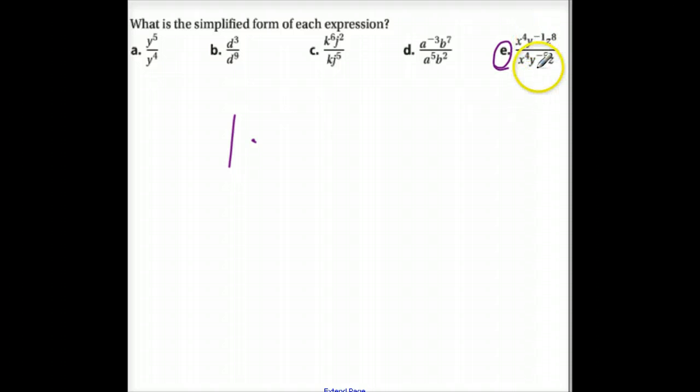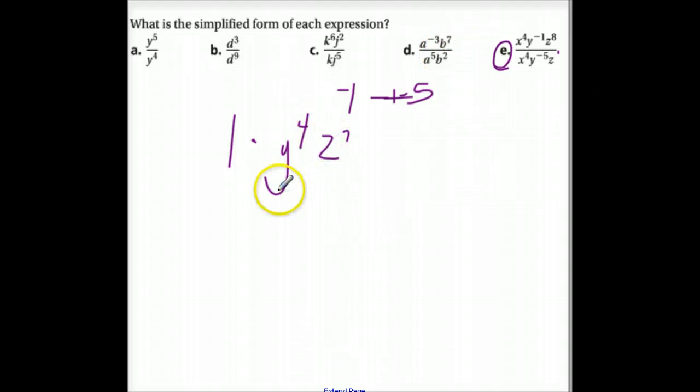y to the negative 1 divided by y to the negative 5th. Well, negative 1 minus negative 5. I'm going to add those. Negative 1 plus 5 is y to the 4th power. And z to the 8th over z to the 1st power is z to the 7th. So it looks like my final answer will just be y to the 4th, z to the 7th power.